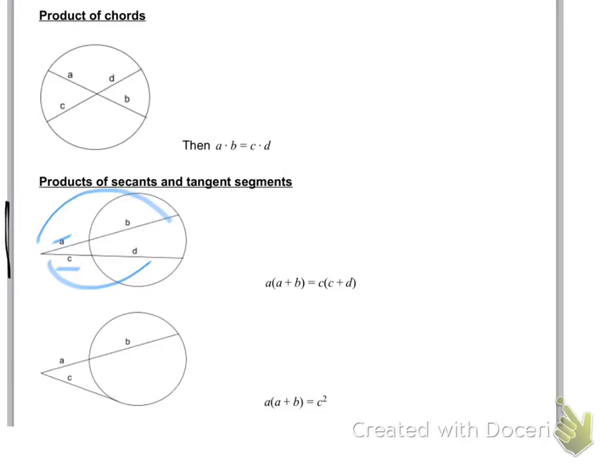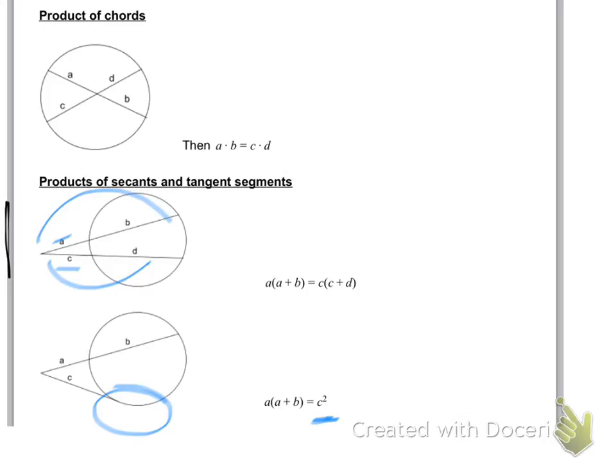I have examples of all of these later on here. The difference between the secant one and the one that has the tangent segment is that there is no inside part here, right? So if you look at the formula, they call it C squared. You still get A times A plus B for the secant that runs through, but the tangent line ends up being C squared. So they're going to give you a variable in one of those spots, and you just have to solve for it. It shouldn't be too bad.